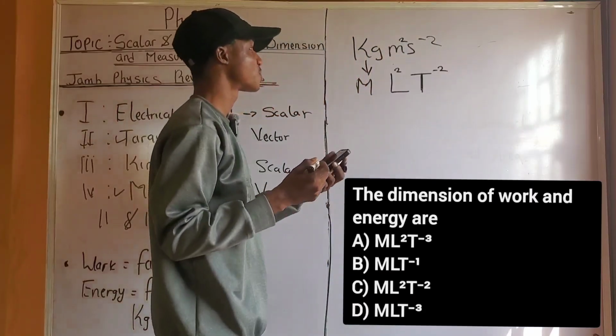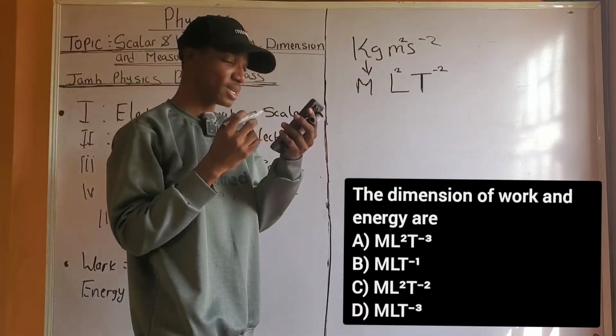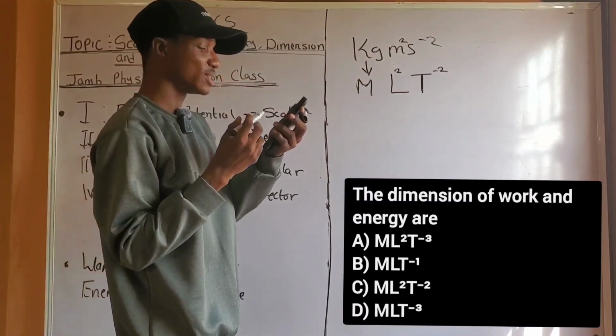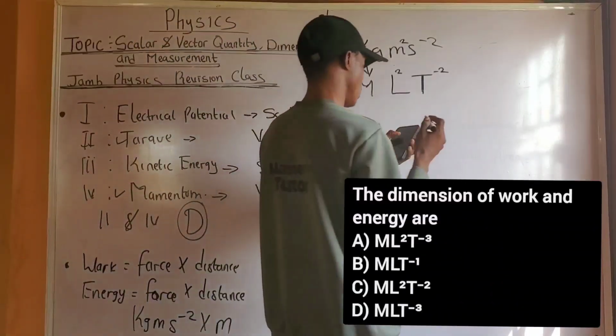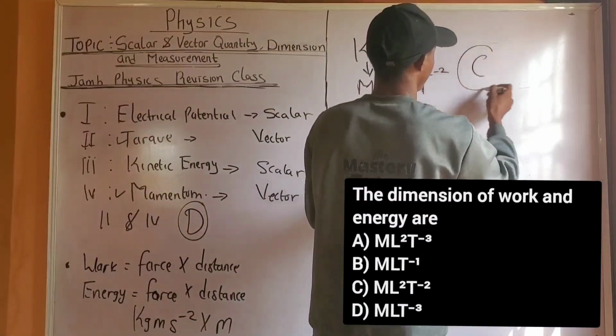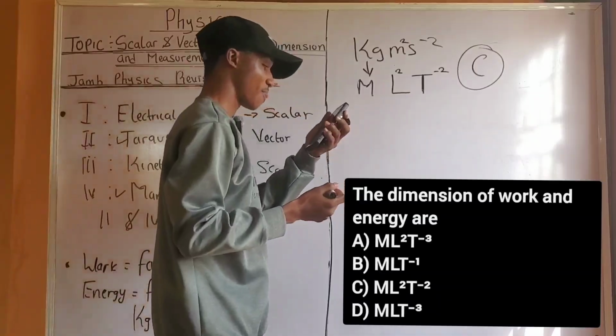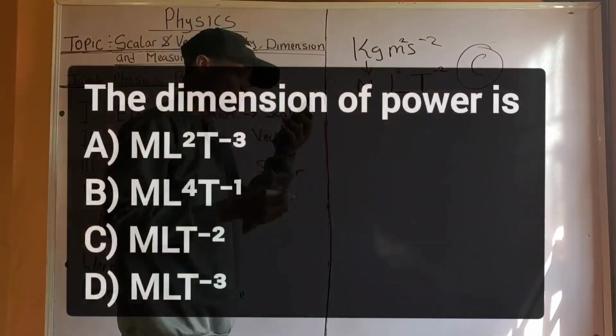So the correct option is ML squared T raised to the power negative 2. That is option C, ML squared T raised to the power negative 2. Option C is correct, okay? Option C is the correct option. Okay, let's look at the next question.